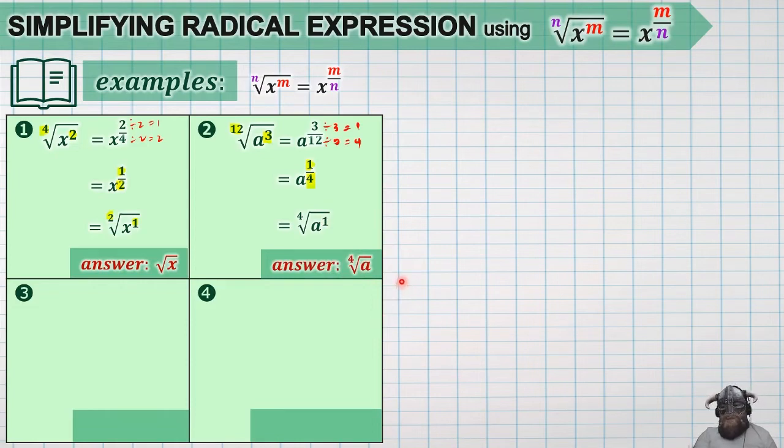Next, let's have number 3. We have the given the sixth root of 49. Now, when it comes to numbers naman, ang gagawin natin is we'll try to do the same thing as how we simplify numbers before.